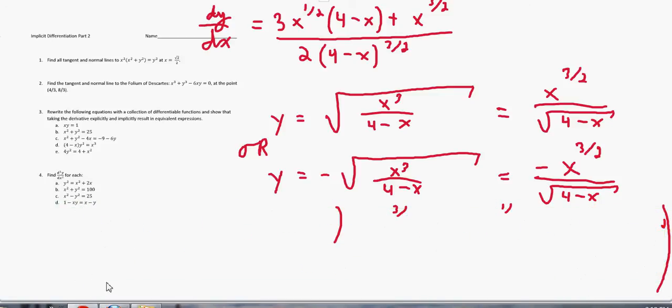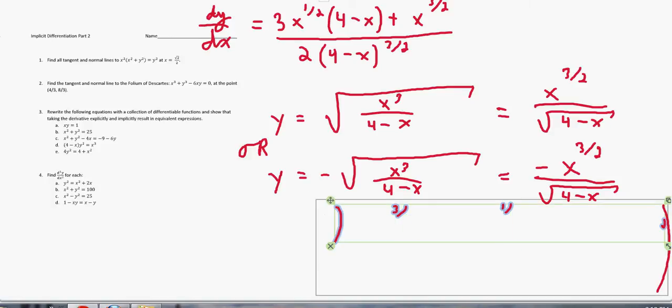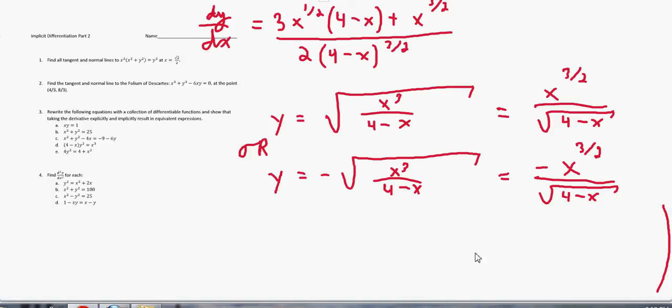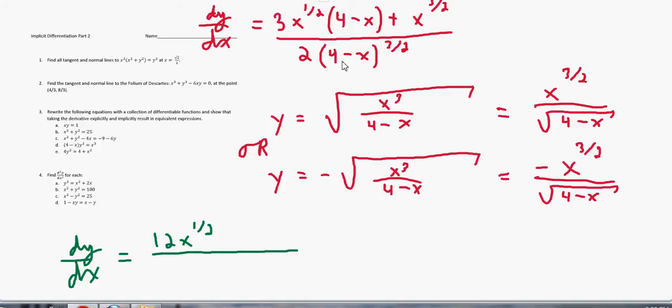Okay, we can get rid of all this. Well, almost all of that. I'll rewrite this in green so we know it's the derivative. Simplifying this down even further, dy dx is, we're going to have 12x to the 1 half right here, minus 3x to the 3 halves plus x to the 3 halves, that's minus 2x to the 3 halves, over 2 times 4 minus x to the 3 halves.